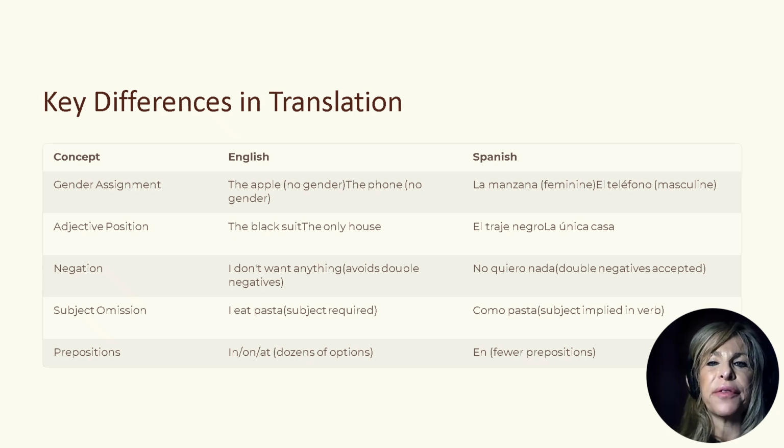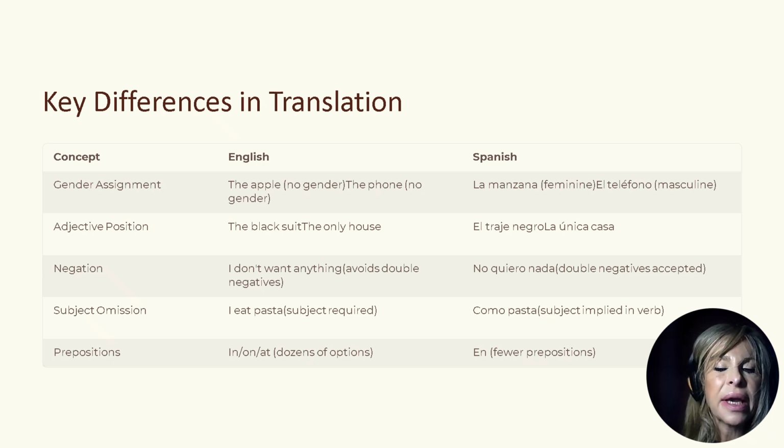We can see key differences in translation. For example, gender assignment, adjective position, negation, subject omission, and prepositions. So we can see, for example, in English, the apple with no gender, the phone no gender; in Spanish, yes, la manzana, femenino, masculino, el teléfono. Adjective: the black suit, or the only house, el traje negro, o la única casa. I don't want anything. We have to avoid double negatives. In Spanish, double negatives are accepted.